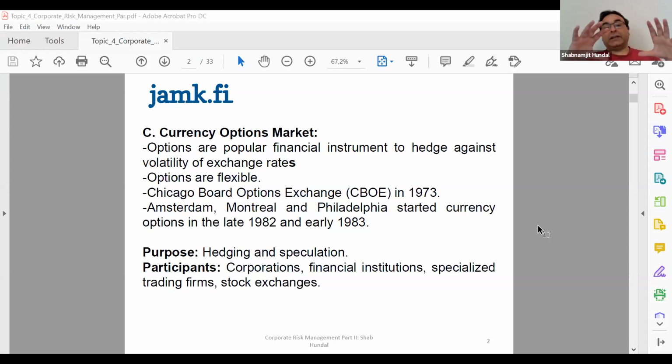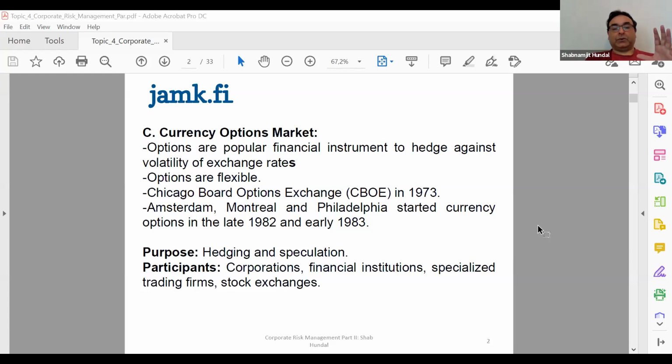But if you look at the latest situation, the American markets are quite strong. Once again, the purpose is hedging and speculation. Hedging is that you want to defend yourself. Speculation is that you want to take the bull by the horns. You want to play aggressive.